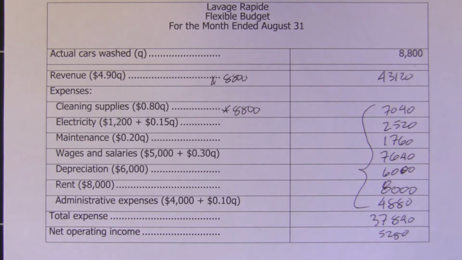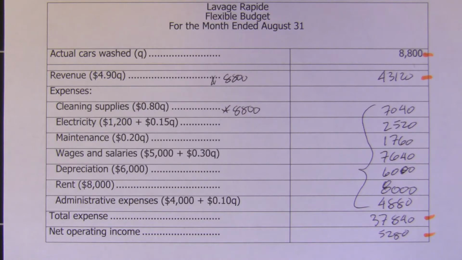Keep in mind that on all of these budgets, the planning budget and the flexible budget, these are what we're planning. We have not earned a dollar of this money. We have not washed a single one of these cars. We have incurred none of those expenses. We have earned none of that income. These are simply planning budgets.